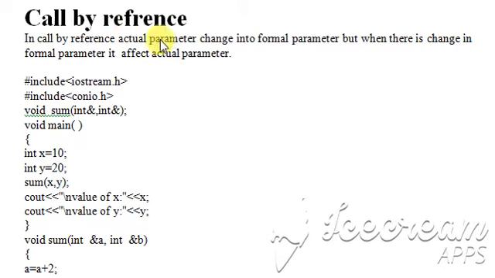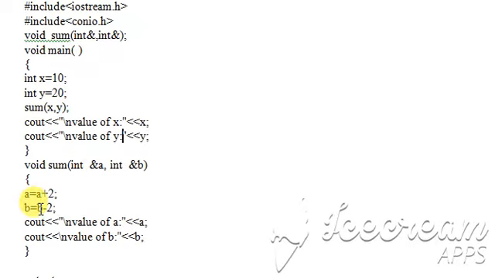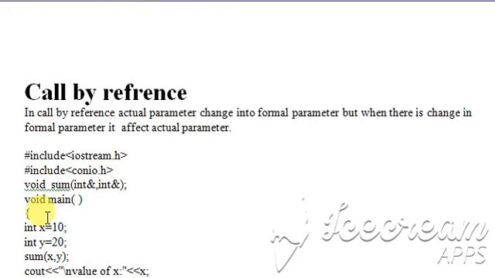In call by reference, actual parameter changes into formal parameter. The value of X will go to A and the value of Y will go to B. So the actual parameters X and Y change into formal parameters A and B. But when there is a change in the formal parameter, the value of A will be +2 and the value of B will be -2. So there is a change in the formal parameter. It affects the actual parameter.